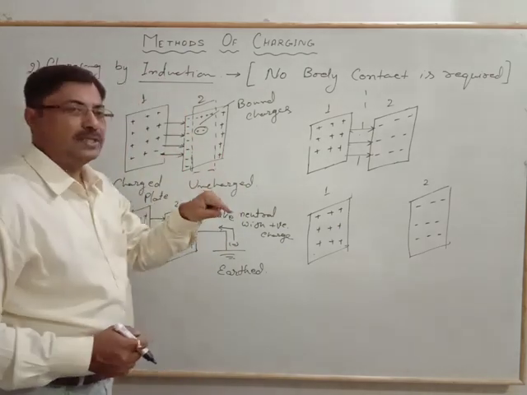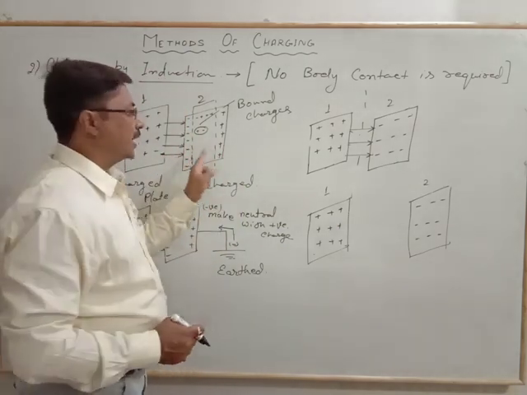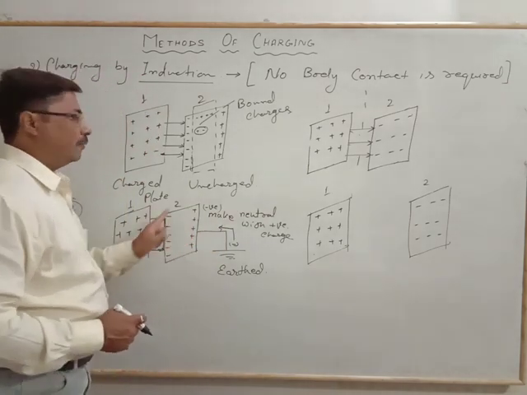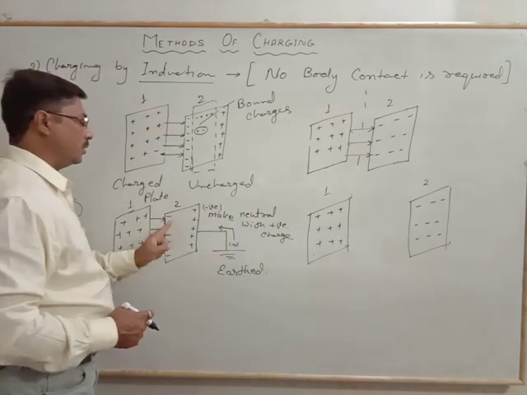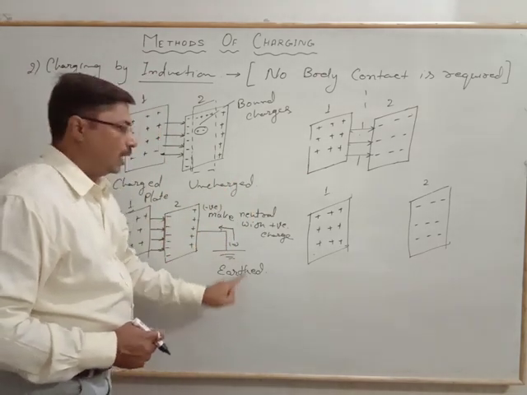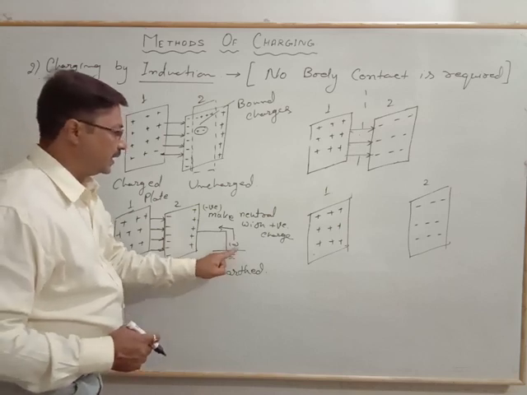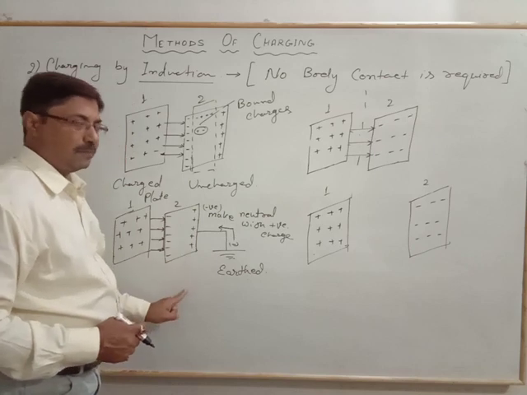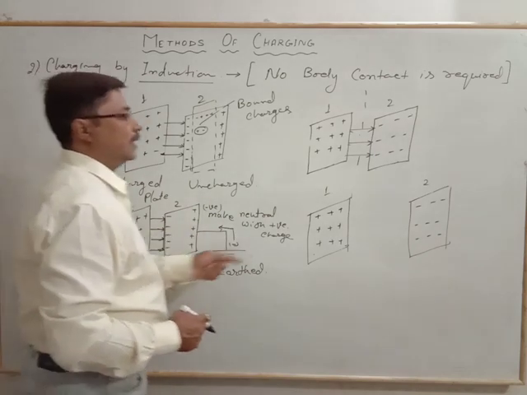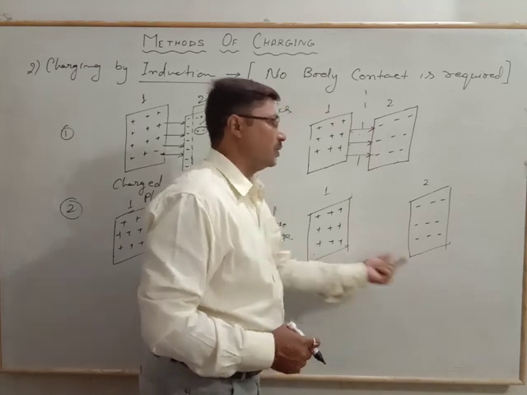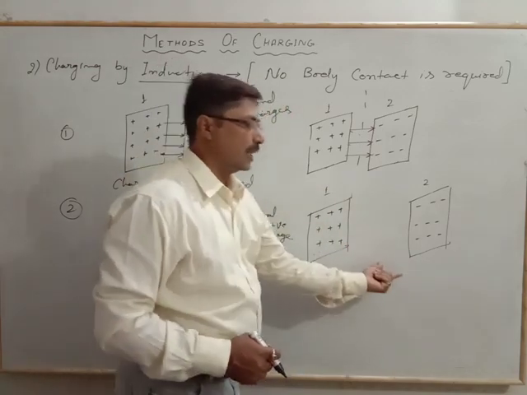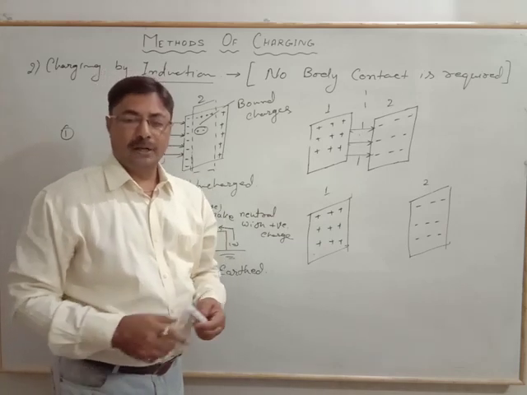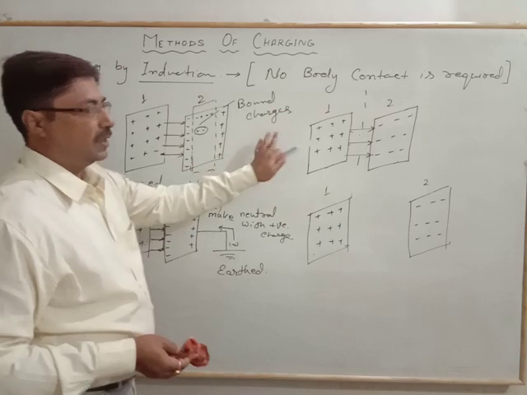During the earth connection, only the electron will move. If a positive plate is induced, on that case electron goes to the earth. If the negative is induced, on that case electron or negative will move to neutralize the positive one. And this is the way we get a charged plate which was earlier uncharged, and this method is called charging by induction. Direct contact is not required in this particular method.